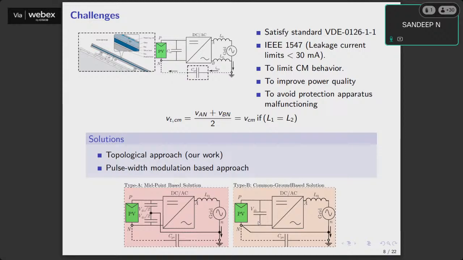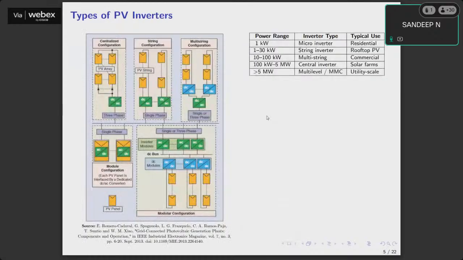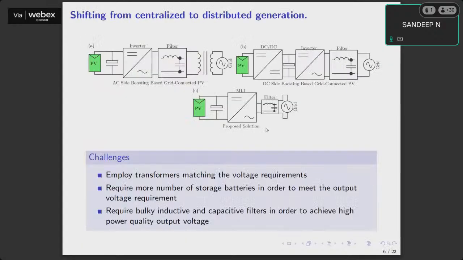So as of now, let us quickly summarize what we have seen till now. We started from the basics: what does the microgrid look like? You have inverters, right? Then we saw what the typical PV inverter structures are, and what the various power ratings are.